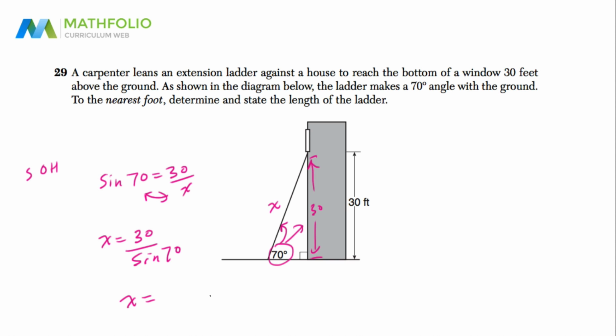So in this case, x would equal, and it does want the nearest foot, so I'm going to get a calculator ready, do 30 divided by sine 70. 30 divide sine 70, and I get 31.9. So to the nearest foot is 32. And what I might do is write 31.9 here, but then show that I've rounded it here. And this is my final answer. You can also say the height of the ladder is 32 feet as well. That would work. Okay, so that was 29.